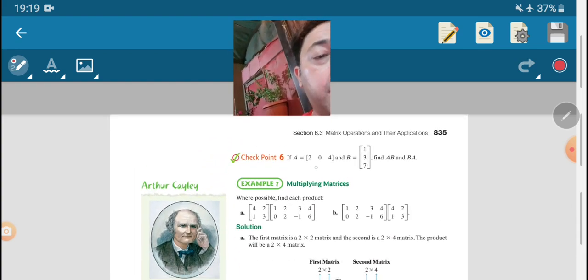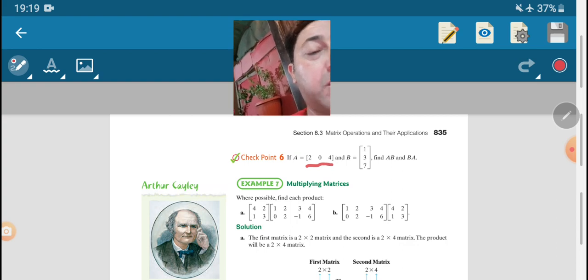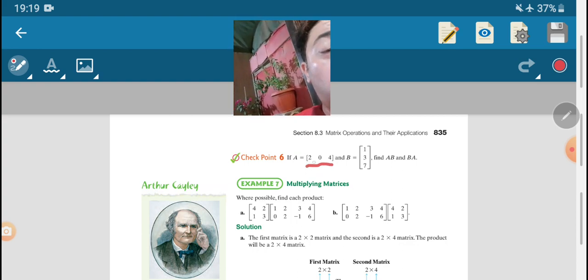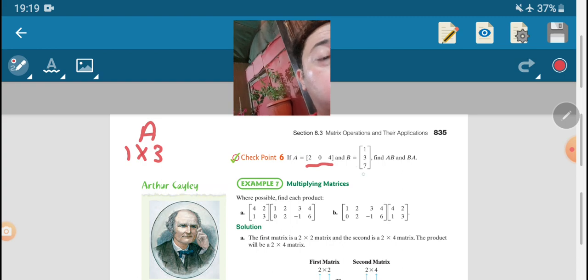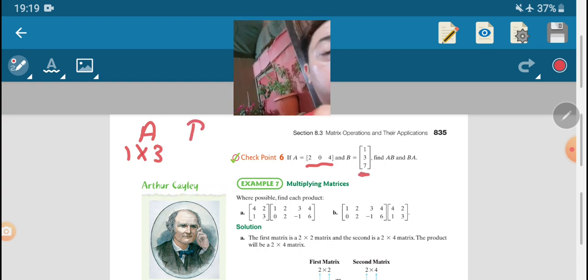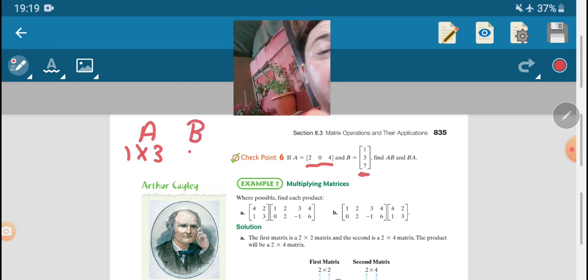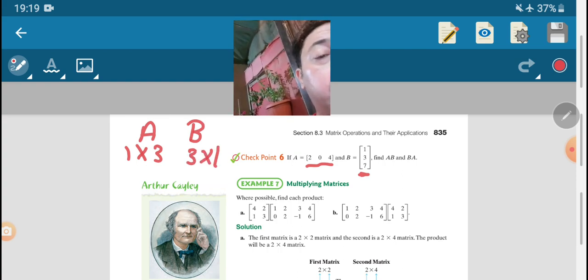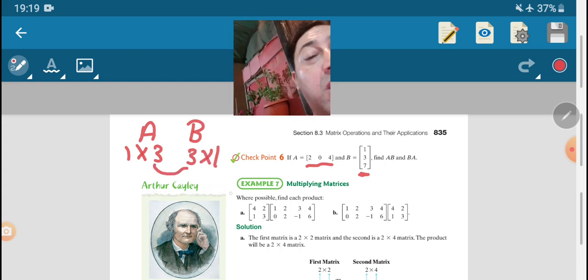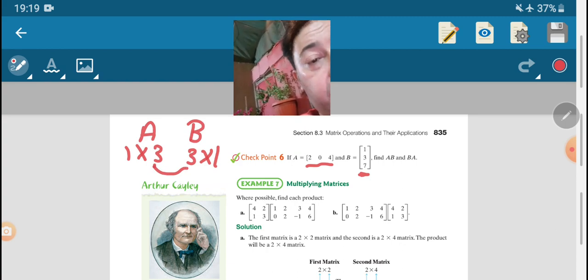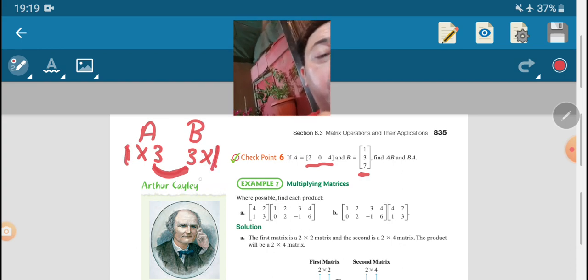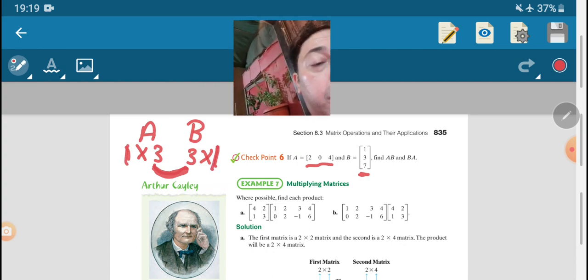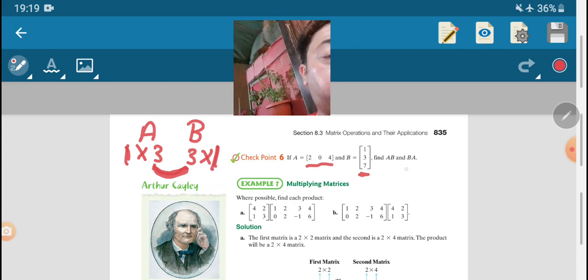Can you multiply the matrix A, which contains one row and 3 columns, by the matrix B, which contains 3 rows and 1 column? Yes, we can, because they have the same inner dimension, and we can obtain a matrix containing 1 row and 1 column. Let's see how.